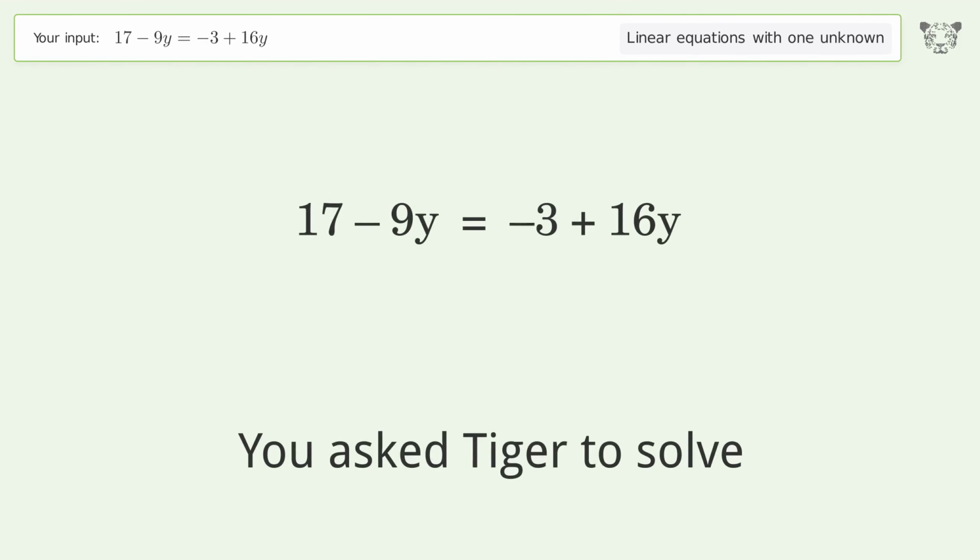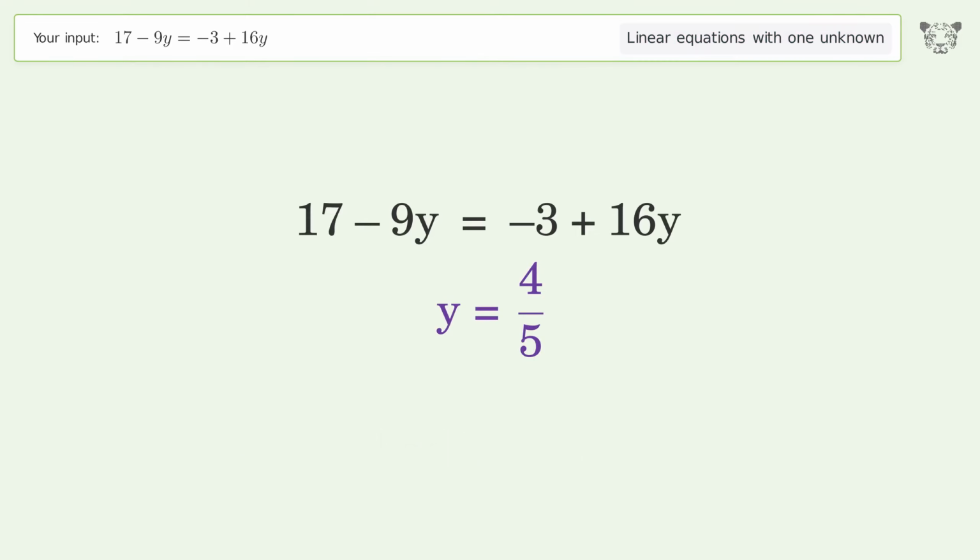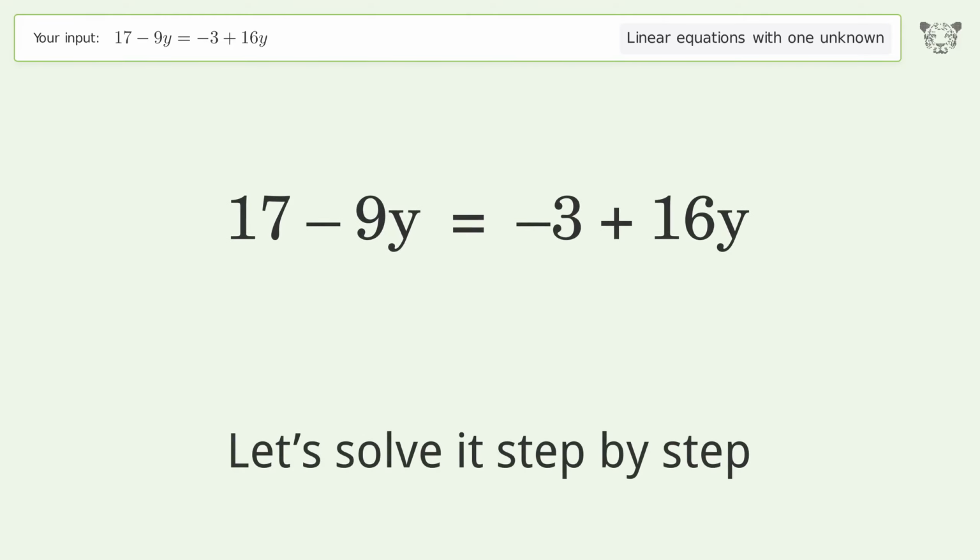You ask Tiger to solve. This deals with linear equations with one unknown. The final result is y equals 4/5. Let's solve it step by step.